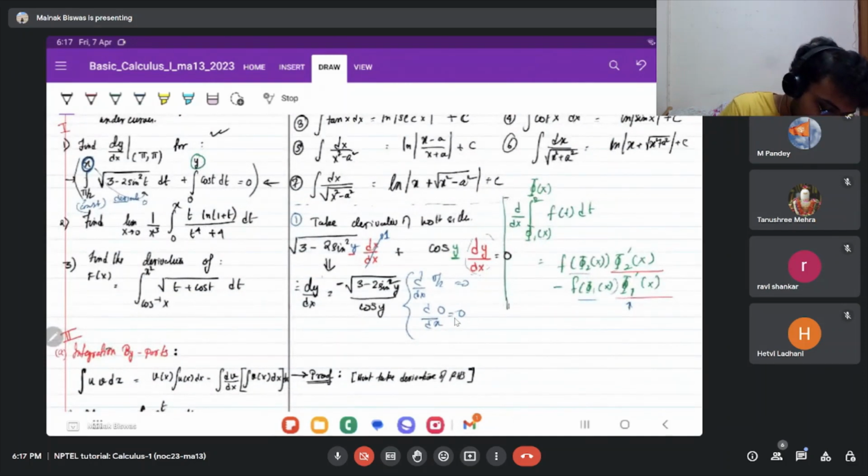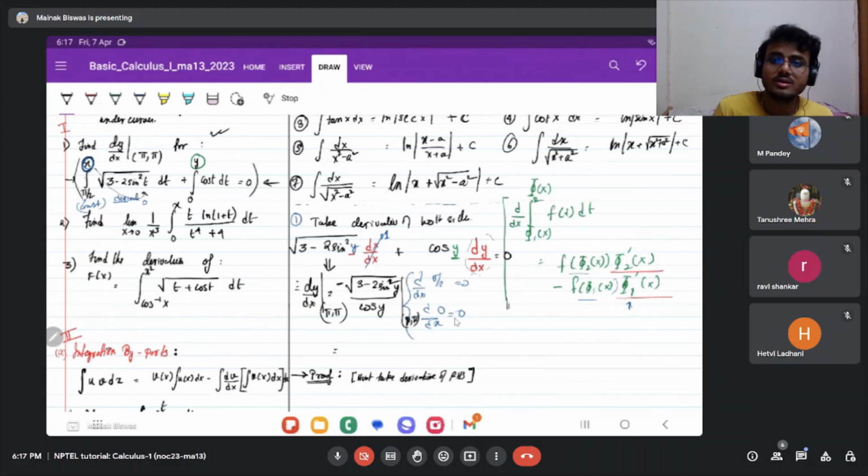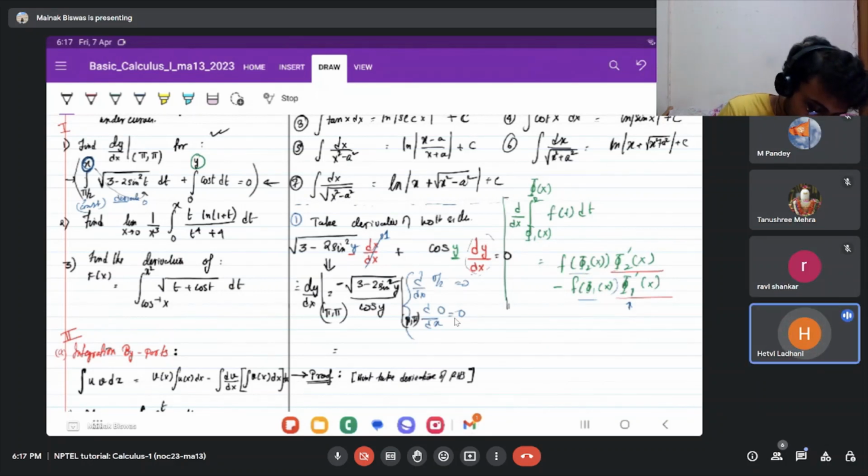So now you're told to find it at pi comma pi. So what would be the answer? The value of the function on the right at pi comma pi? So it's root 3, minus root 3, correct. So cos y, oh sorry, cos pi is minus 1 and you have a negative on the top, and sine pi is 0, we all know that. So dy/dx turns out to be root 3.